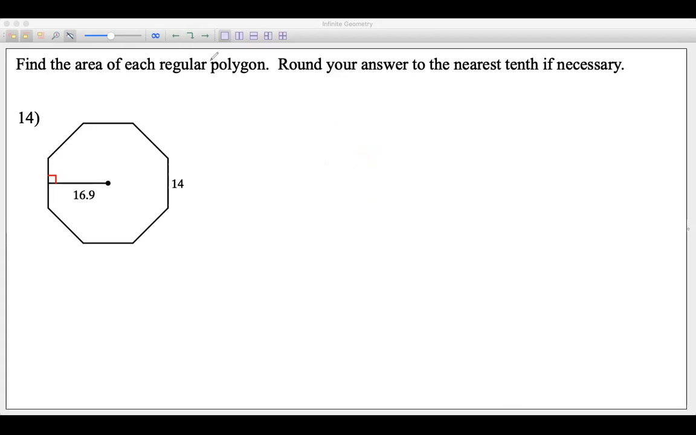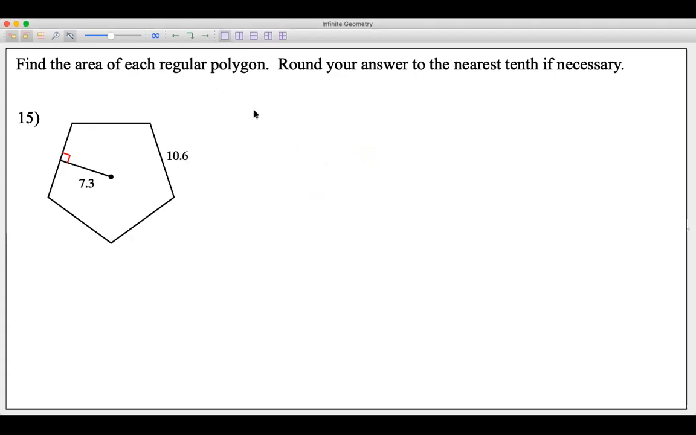Let's look at a more challenging one. Oh man. All right, I got to call it audible here. I gave you too easy of a problem here. I got to change this.